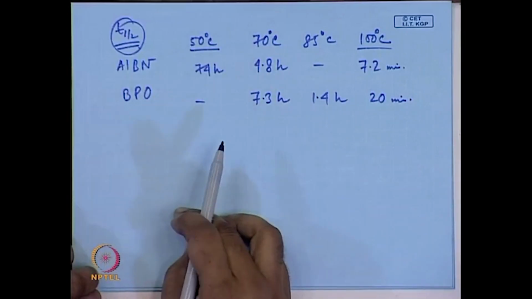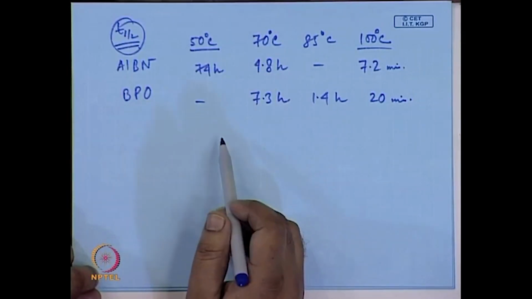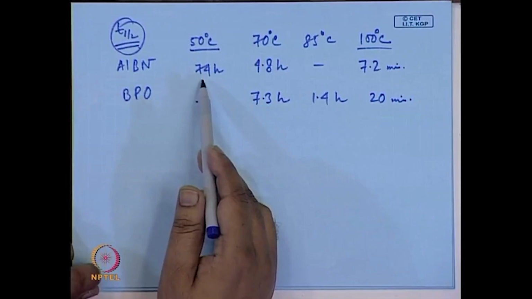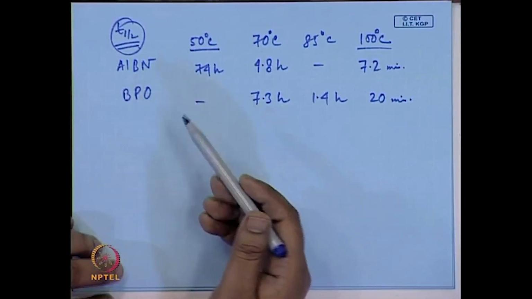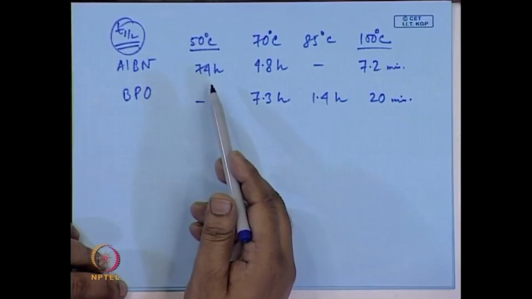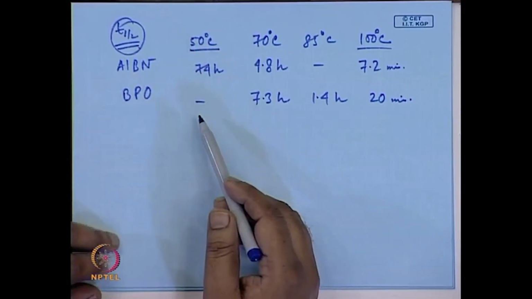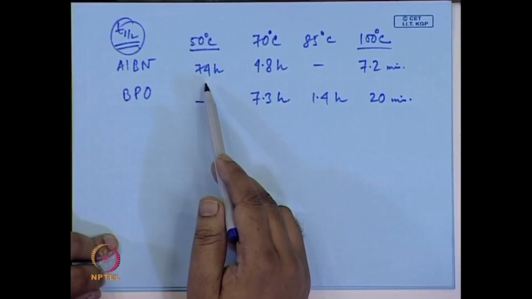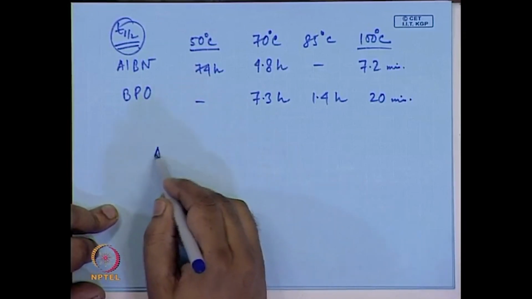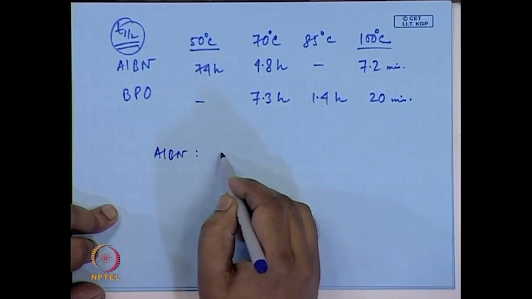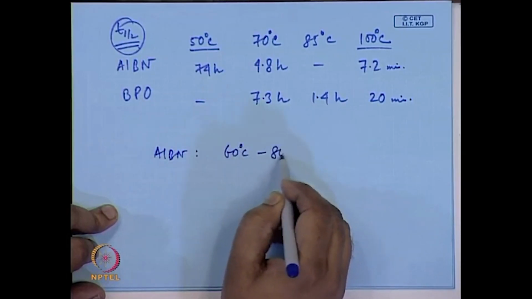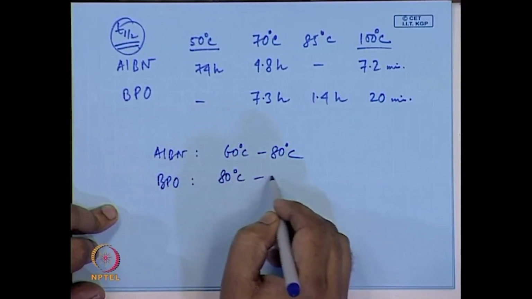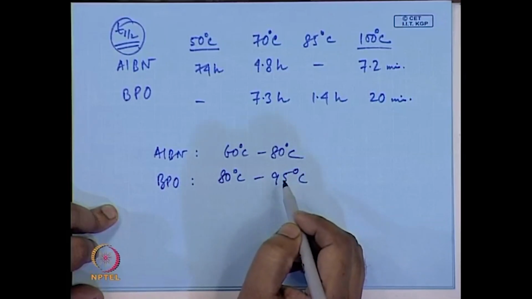So, you can imagine your reaction is very fast, whereas if you do it at 50 degree centigrade, even after 74 hours, almost 3 days, only half of the initiator has dissociated to form radicals. That means it is too slow a reaction at 50 degree centigrade. So, for example, AIBN is typically used at around 60 to 80 degree centigrade, and benzoyl peroxide's typical reaction temperature is between 80 to 95 degree centigrade.